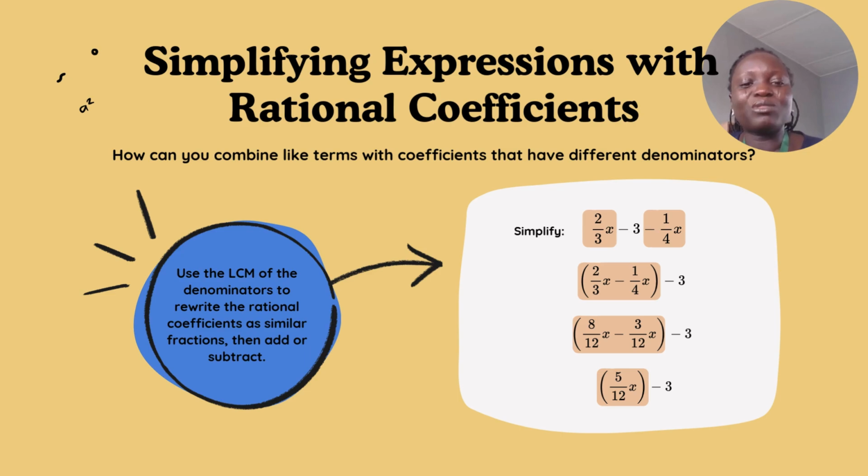So how many 3s can we get in 12? That's 4. 4 times 2 is 8. Minus, how many 4s can we get in 12? 3. 3 times 1 is 3. That means we have 8 minus 3 divided by 12, with x. 8 minus 3 is 5. So we have 5 over 12 x.